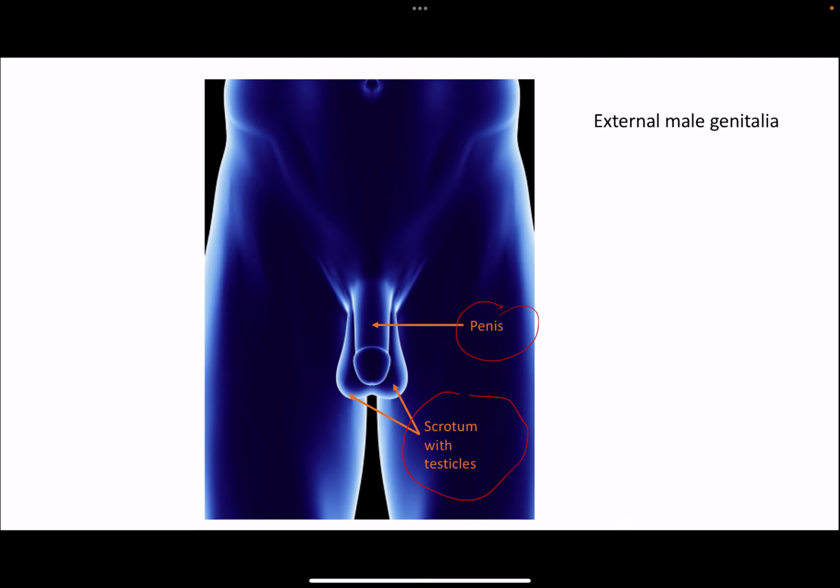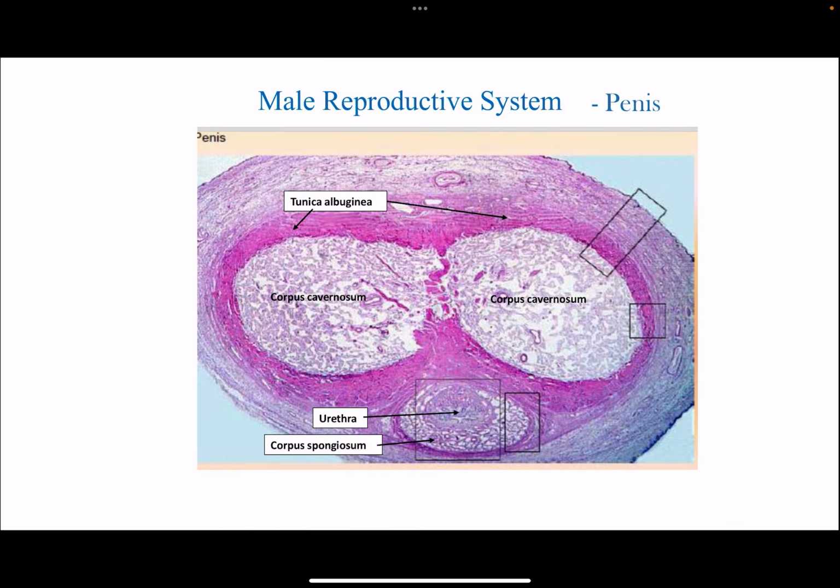The scrotum is a sac-like structure of skin that contains the testicles, so that is very important. The scrotum is outside, compared to the female reproductive organs, the ovaries, which are inside the pelvic cavity. Here the testicles are outside to help regulate their temperature, which is very important for sperm production. So we're going to look at these things in the lab.